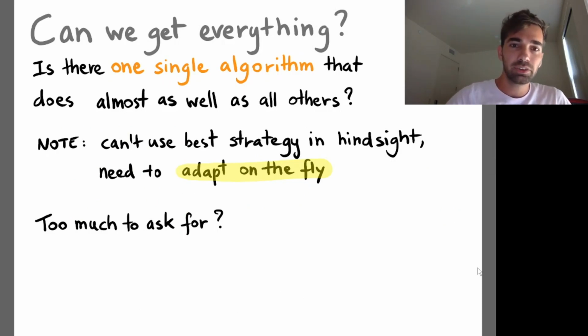That is, is there a single algorithm that does well against all of those kinds of structures and essentially beats every possible strategy that you might use for those kinds of structures? It would be a very strong requirement, because you can't really know what the best strategy is in hindsight, because you have to answer the queries one after the other. You have to adapt on the fly. So is that too much to ask for?